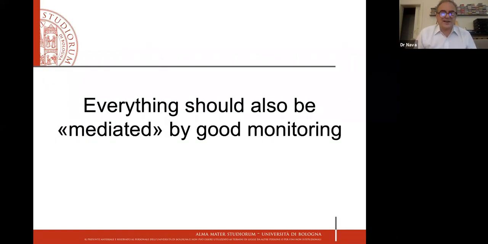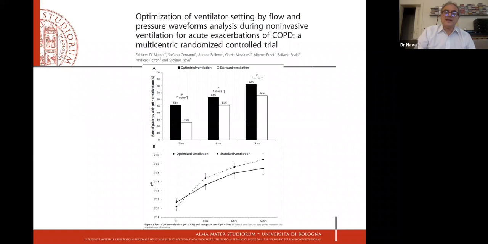Last, only a couple of slides: everything should also be mediated by good monitoring. And good monitoring also means good ventilators. Well, we know that a good ventilator should also have good leak compensation, good modes. But I think monitoring is probably the most important thing.